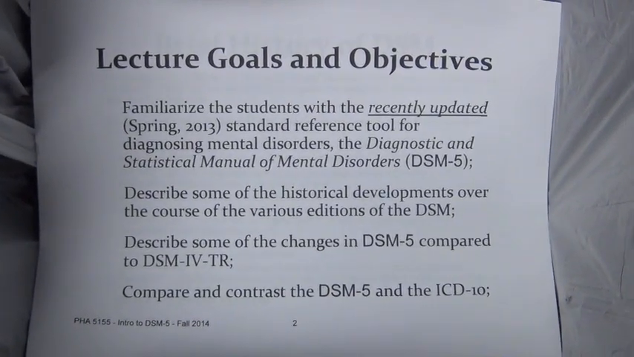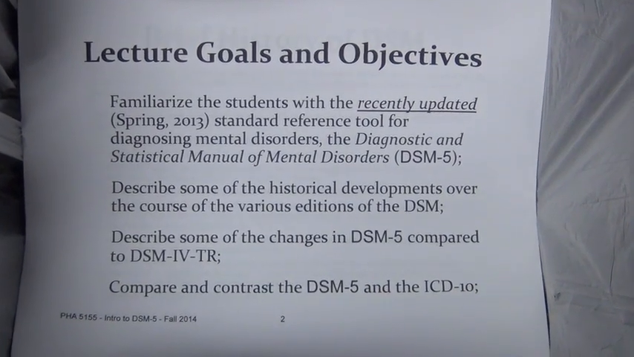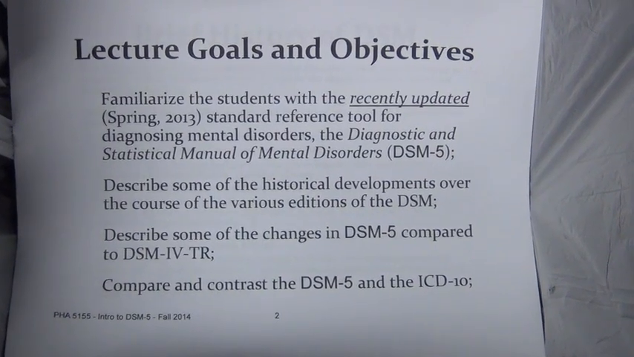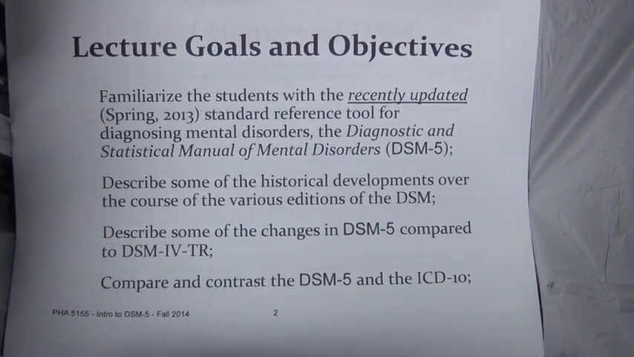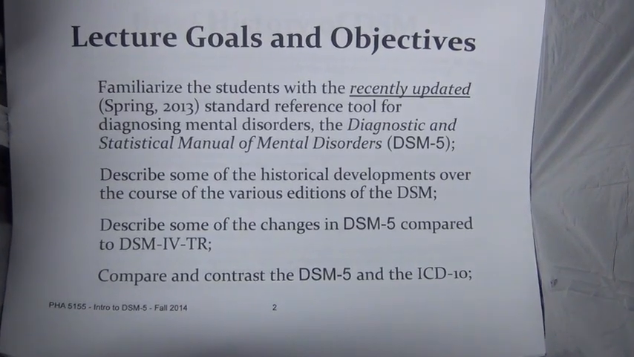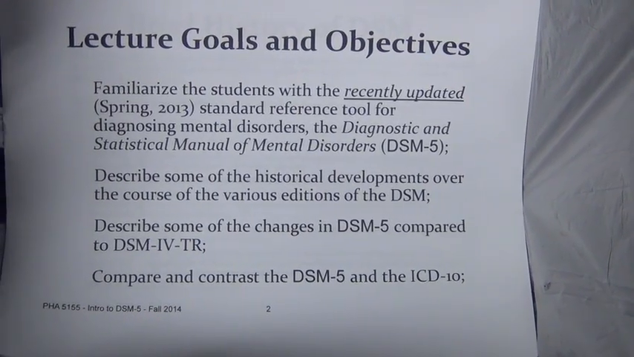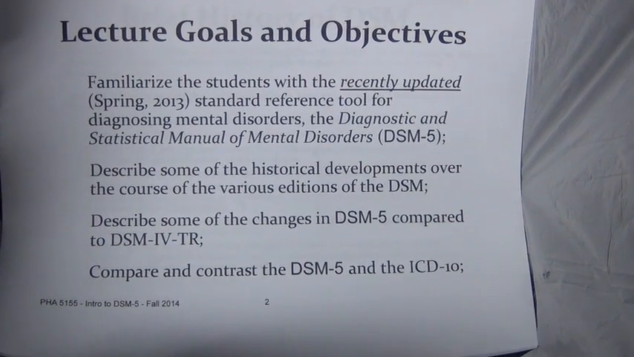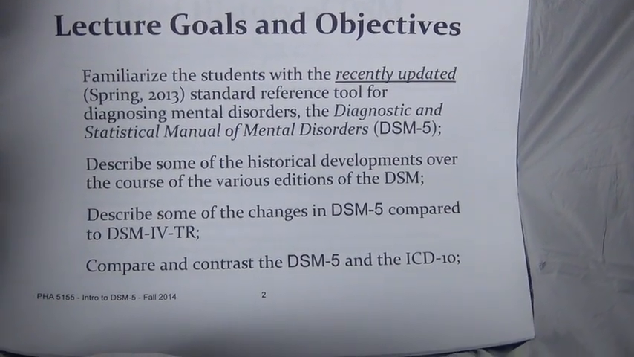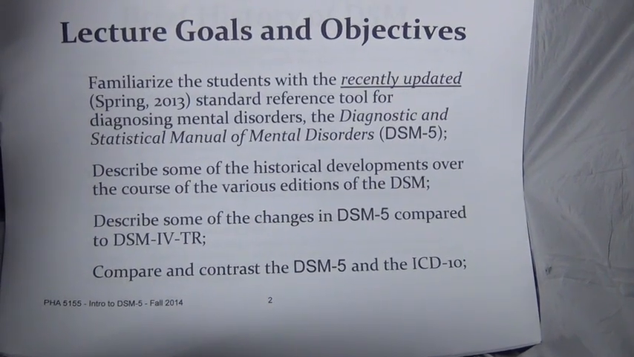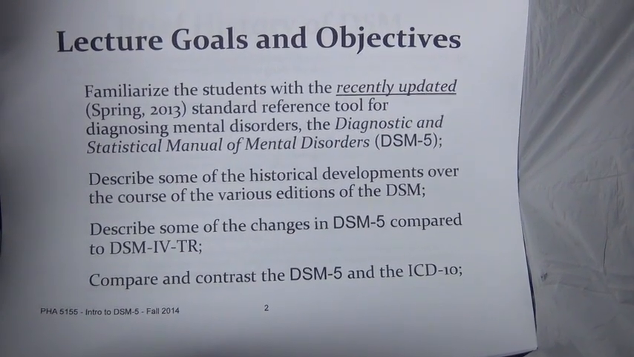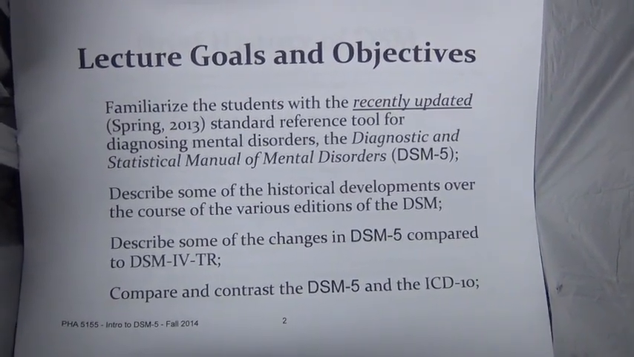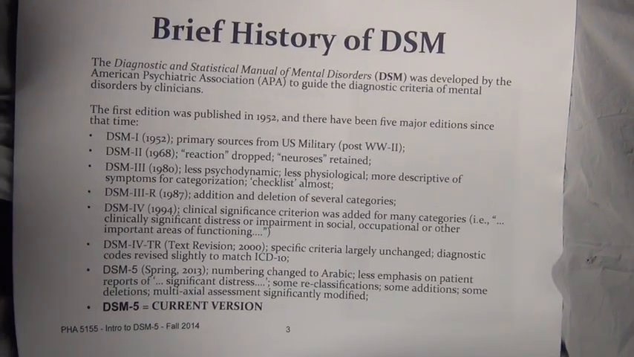Interesting. It appears that the lecture had some goals and objectives. One was to familiarize the students with the recently updated version of the Diagnostic and Statistical Manual of Mental Disorders, DSM-5. Also to describe some of the historical developments over the course of the various editions of the DSM. And describe how some of the changes in DSM-5 compare to its predecessor, DSM-4. And then finally to compare the DSM-5 to the ICD-10. This could be very interesting stuff. Very interesting indeed.